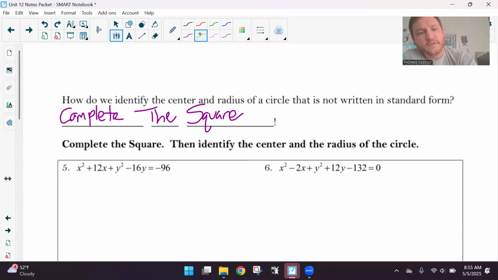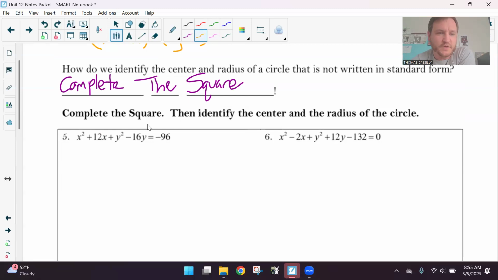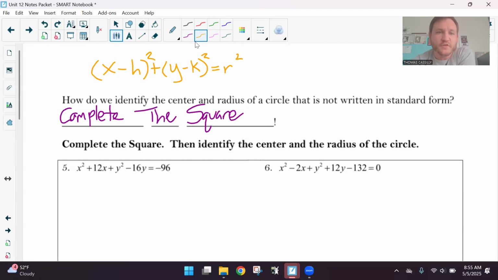So this is the equation of a circle, x minus h squared plus y minus k squared equals r squared. That's what we talked about in 12.1, right? So what we have to do is take this equation here and complete the square to make it look like this kind of equation.